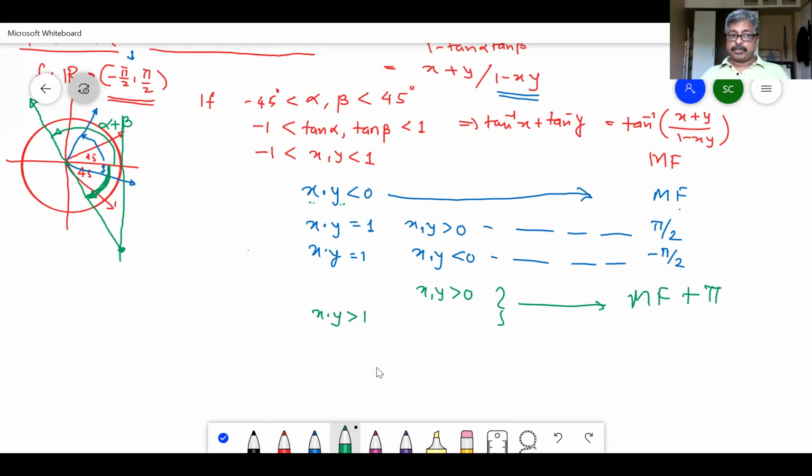Why does not minus pi work? Because both x and y are positive. Individually, if you look at alpha and beta, x is tan alpha and y is tan beta, right? Now x is positive. Therefore, where do you think this alpha is going to be? First quadrant. Y is also positive. Where do you think this beta will be? First quadrant. So first quadrant means they are between 0 to 90.